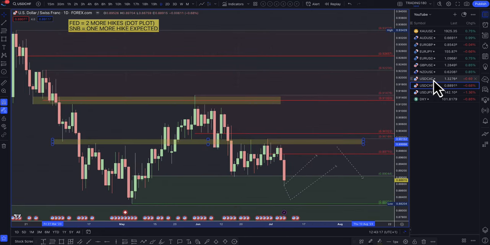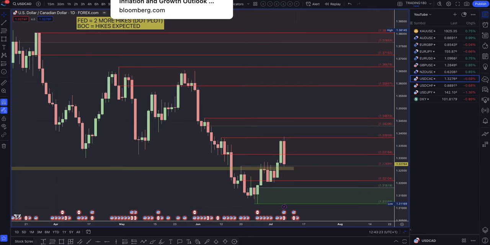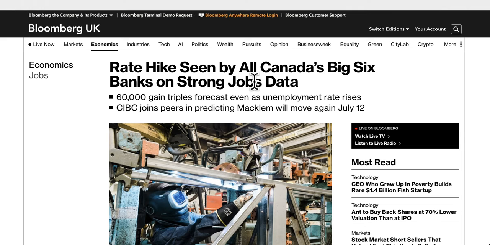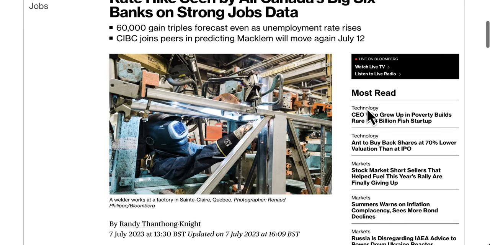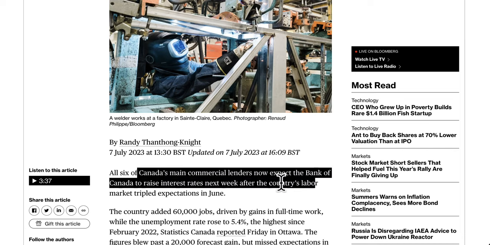With the trade, looking at the dollar CAD and the Canadian dollar this week, again, is going to be in the spotlight. And so rate hike seen by all Canada's big six banks on strong jobs data. So 60,000 gain triples forecast, even as unemployment rate rises. CIBC joins peers in predicting Macklem will move again on the 12th of July. So all six of Canada's main commercial lenders now expect the Bank of Canada to raise interest rates next week after the country's labour market tripled expectations in June.